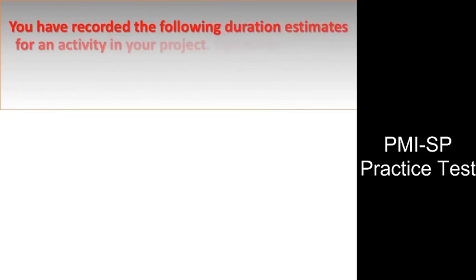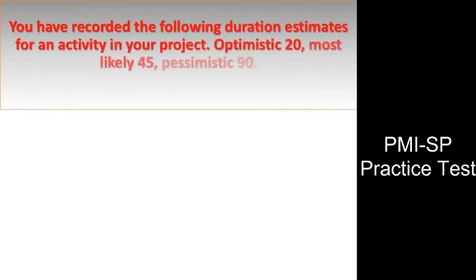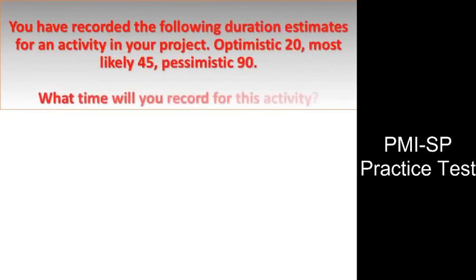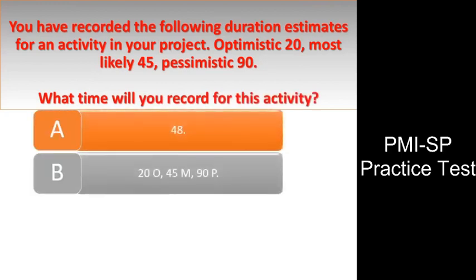Question number 20. You have recorded the following duration estimates for an activity in your project. Optimistic 20, most likely 45, pessimistic 90. What time will you record for this activity? A. 48, B. 20, C. 90, D. 45.